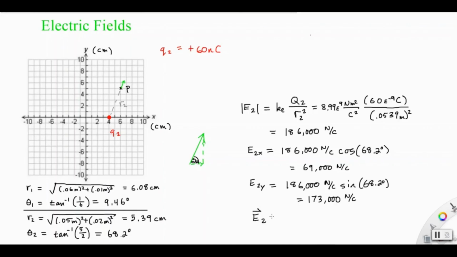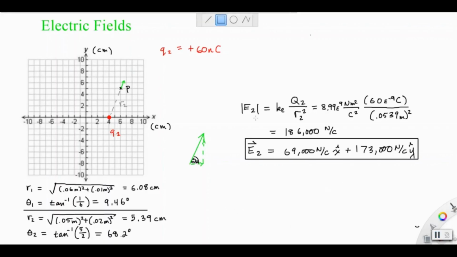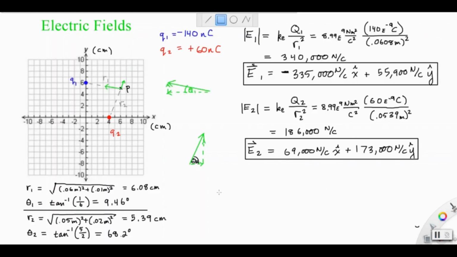Okay, so we can now write our vector. The electric field due to the presence of charge 2 at our point of interest is given then by a positive 69,000 newtons per coulomb in the x-hat direction and a positive 173,000 newtons per coulomb in the y-hat direction. Again, I'll move this up so that we can observe everything together. If we bring in our first calculation, we're now ready to see the influence of both of them together.